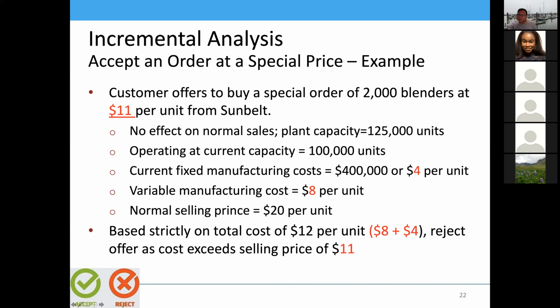Is that where the idea of the time value of money comes in, that the money you're going to get today is much more superior than the what ifs of tomorrow? The time value of money is not considered. Remember, I mentioned that in incremental analysis, the time value of money is not considered. You do not consider time value of money when you perform incremental analysis. Okay.